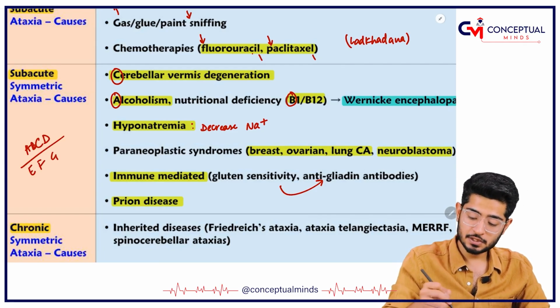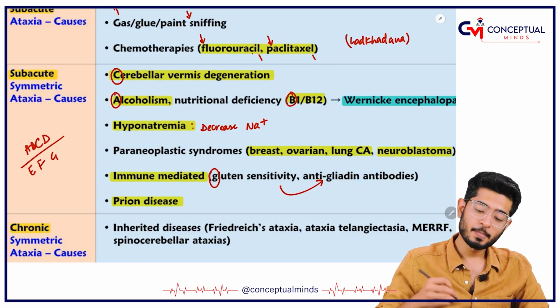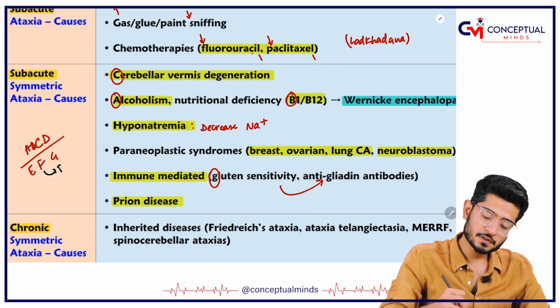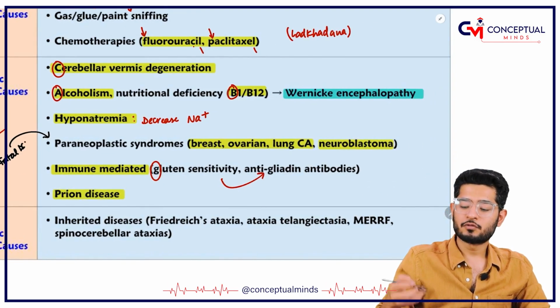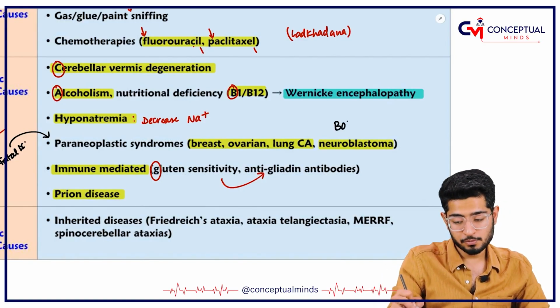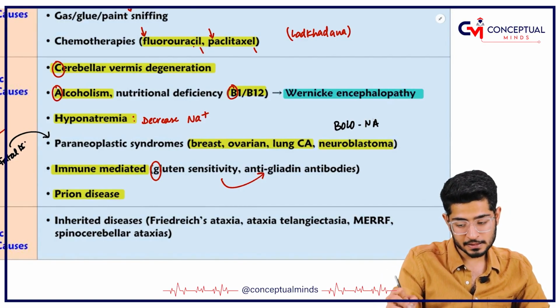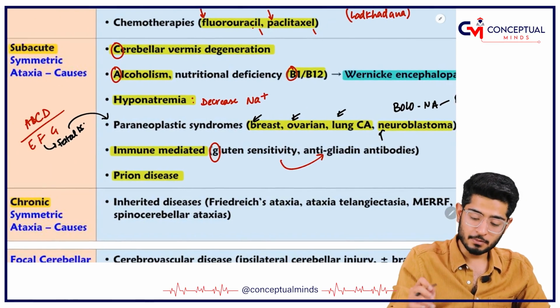So what is G? G is for anti-gliadin antibodies, and you have got some gluten diseases like this. And F is something which is called fatal diseases. So the cancers are actually fatal. You can remember the breast, ovarian, lung cancers and neuroblastoma. So BOLONA can be a mnemonic for this. BOLONA means B for breast, O for ovary, L for lung, N for neuroblastoma, A for ataxia. So all these things you can remember.